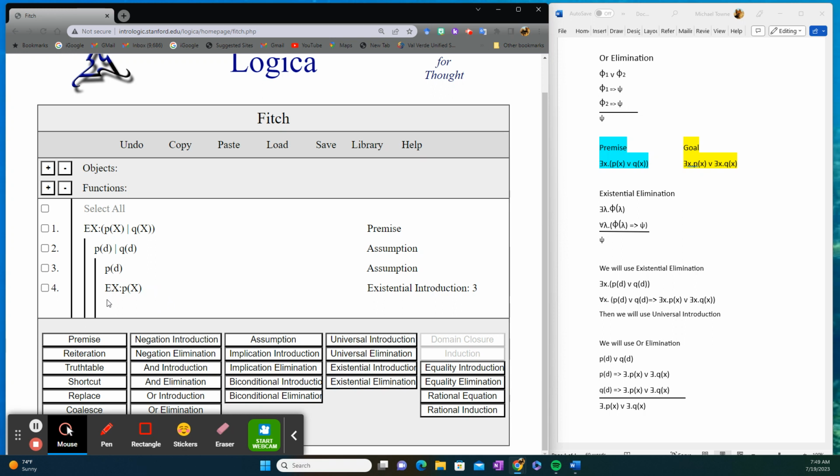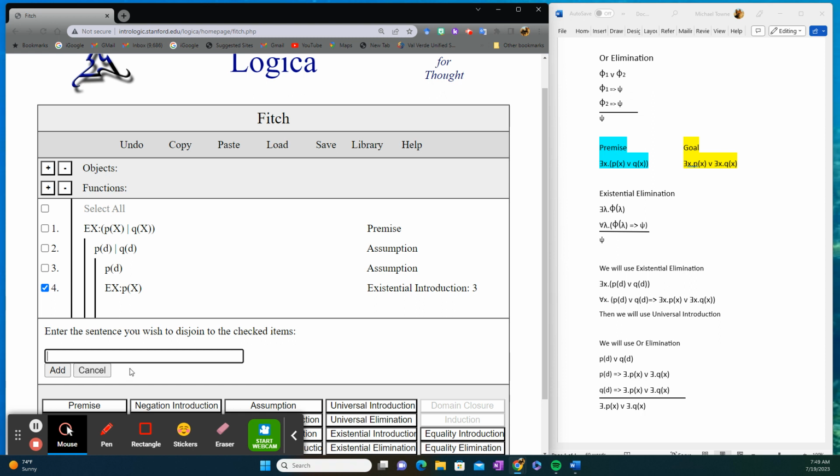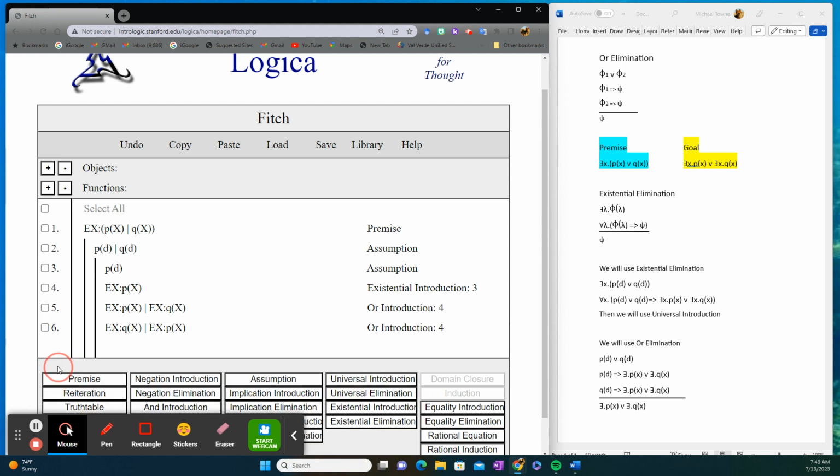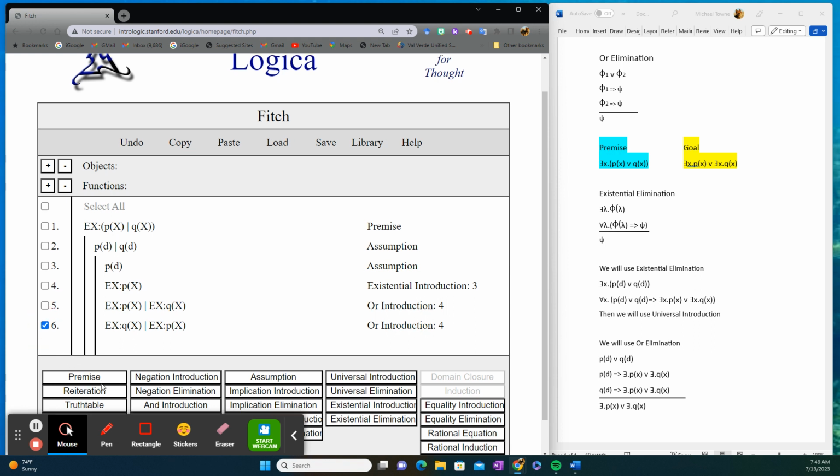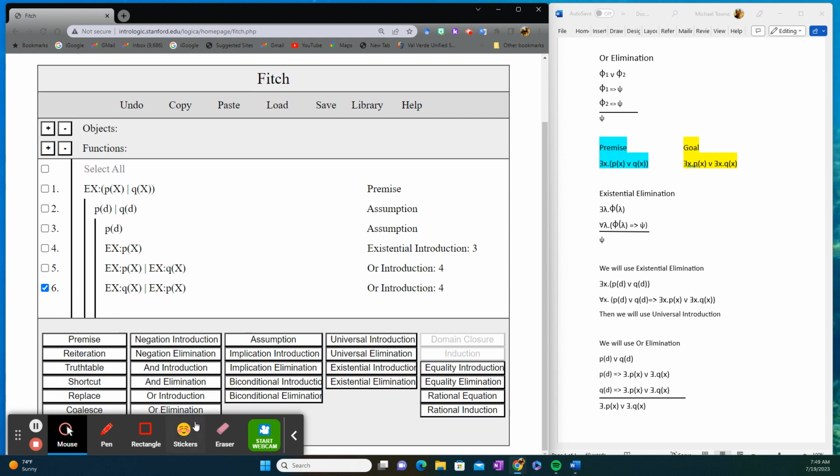But I don't need that. What I actually need is to introduce an OR, and I'm going to add QX. Now, once I do that, whoops, I made a mistake. Wrong format, easy to do. Add that in. And now I have E of x, P of x. I'm going to delete the one I don't need just to get it out of here.